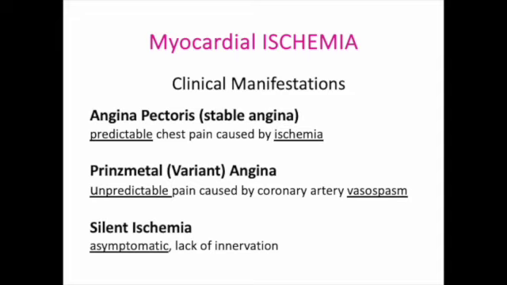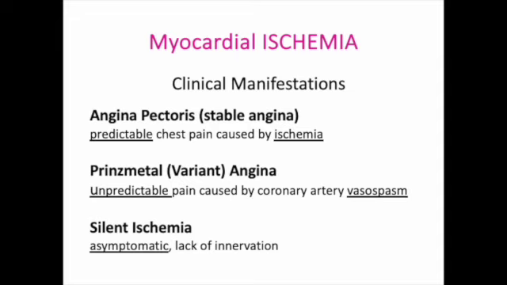So what would you expect to see in a patient with signs of myocardial ischemia? They're going to start to feel chest pain. When it's stable angina, we call this angina pectoris. And this is predictable chest pain that's caused by ischemia. So what are some things that would be predictable to cause this type of chest pain? Again, anything that's causing an increased workload on your heart or need for oxygenation, like exercise or increased activity.